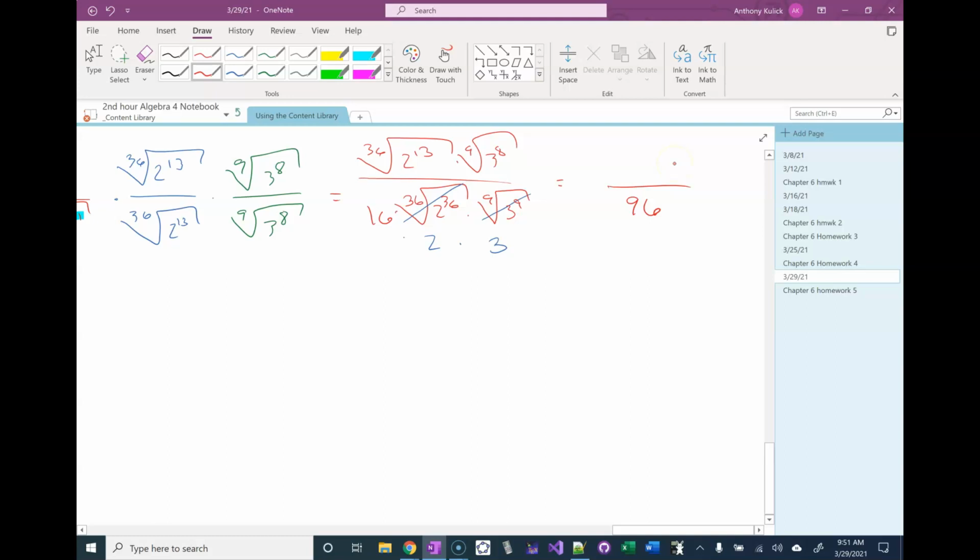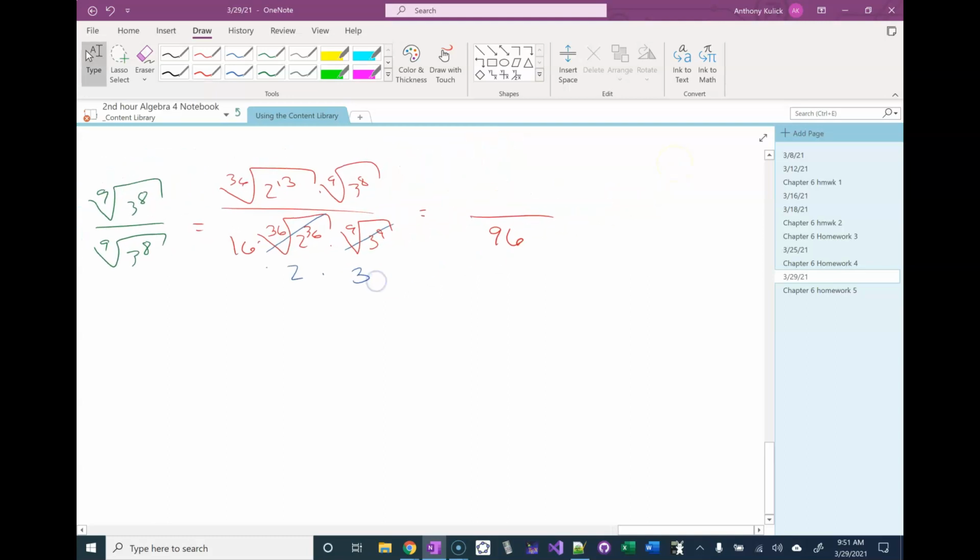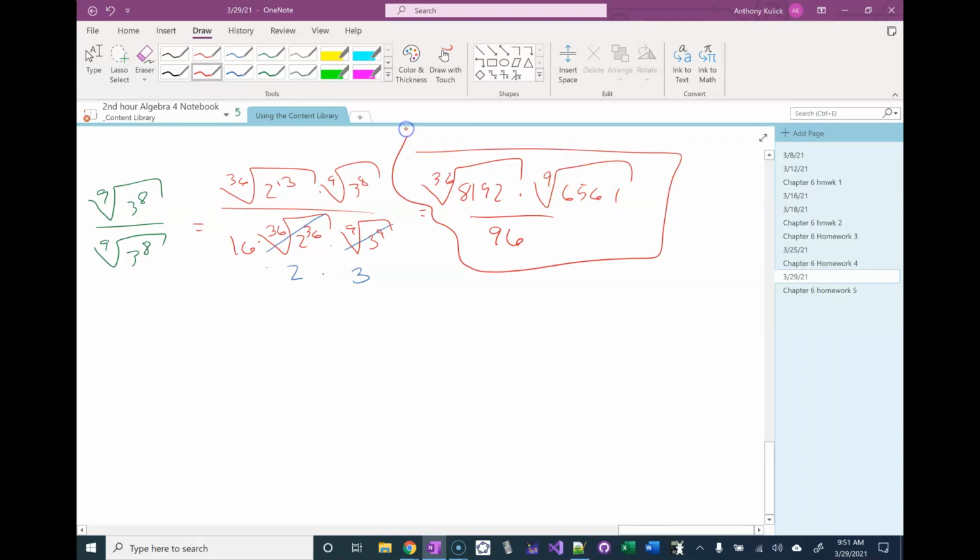In the numerator, I'll type 2 to the 13th in my calculator to get 8192. So I have the 36th root of 8192. And I'll type 3 to the 8th in my calculator. That's 6561. So that's the 9th root of 6561. And that's my answer.